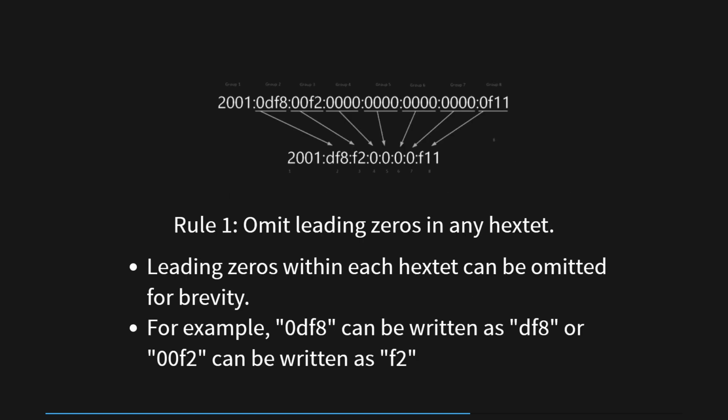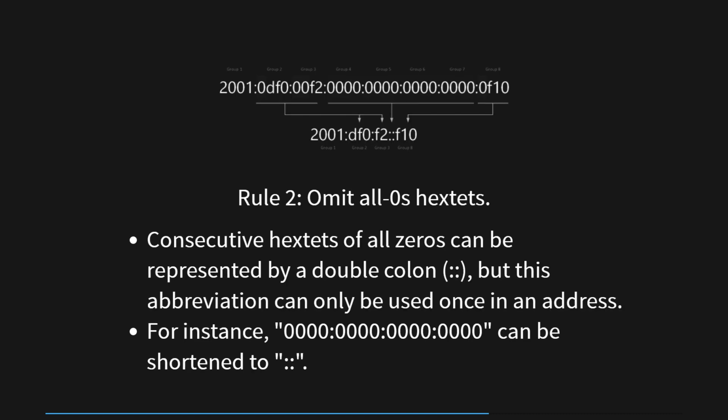Conventions are used to write IPv6 addresses, and two rules help shorten the configuration of an IPv6 address. Rule 1. Omit leading zeros in any hextet. Leading zeros within each hextet can be omitted for brevity. For example, 0DF8 can be written as DF8, or 00F2 can be written as F2. Rule 2. Omit all 0s hextets. Consecutive hextets of all zeros can be represented by a double colon, but this abbreviation can only be used once in an address.